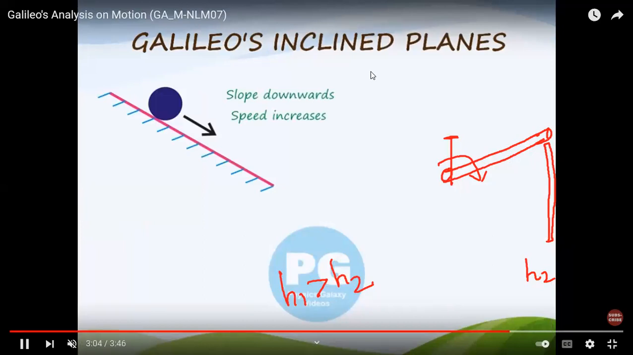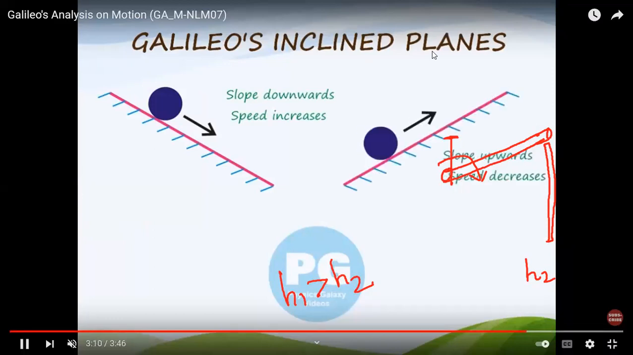So you can see here, first one, slope downwards. What is happening? Speed increases. Understand? Slope downwards, speed increases. Slope upwards, what is happening? Speed decreases. Understand?